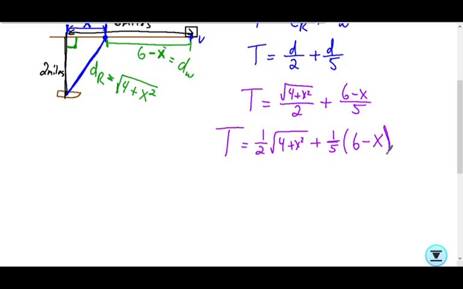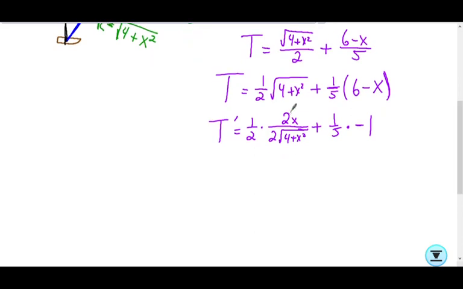So when I go to take the derivative, it's going to be much easier if I have it in this form. And when I get t prime, I'm going to get 1/2 times the derivative of the square root, which is 1 over 2 square root of 4 plus x squared, times the derivative of the inside, which is 2x, plus 1/5 times the derivative of 6 minus x, which is -1. Okay, simplify. This 2 and that 2 divide out, so I get x over 2 square root of 4 plus x squared minus 1/5, set equal to 0. So we've got to find the zeros.